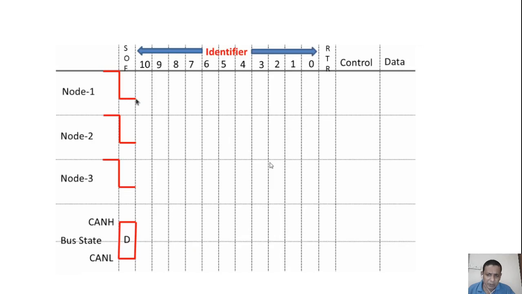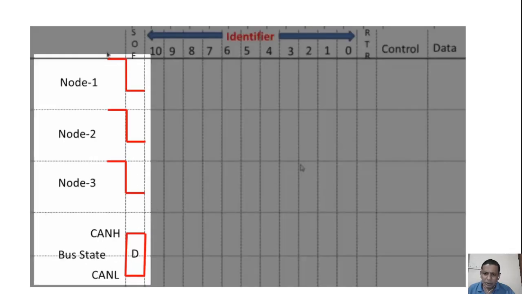The start frame is actually a digital 0. Digital 0 means here CAN high will be 3.5 and CAN low will be 1.5, so the difference voltage is 2 volts. All the bus will have this. Even if all the nodes are trying to access, only one CAN bus is there, so the CAN bus will have this voltage level. That is actually what is happening.